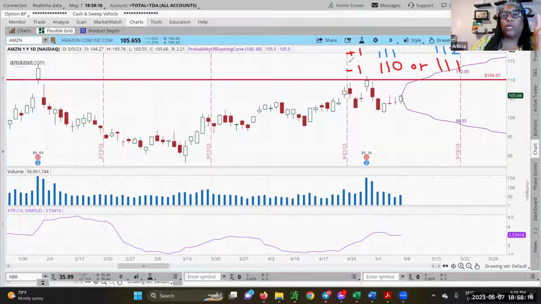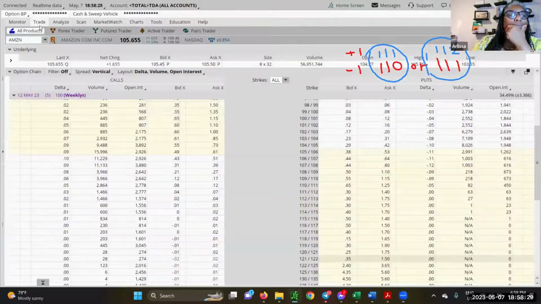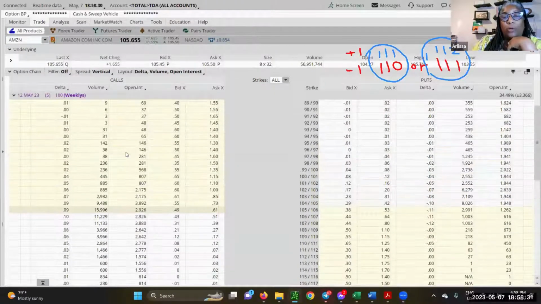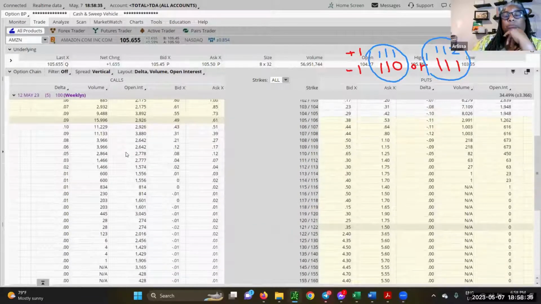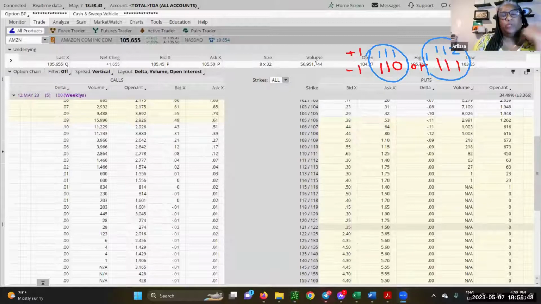Okay, so we're going to go to the option chain. We're picking either 110, 111, or 111, 112. Okay, let's go over there, see what we see. In the option chain, we can go out just this week if we want. If we want to go further, we can do that too. The further out you go in time, the better premiums you get. So you can always adjust.